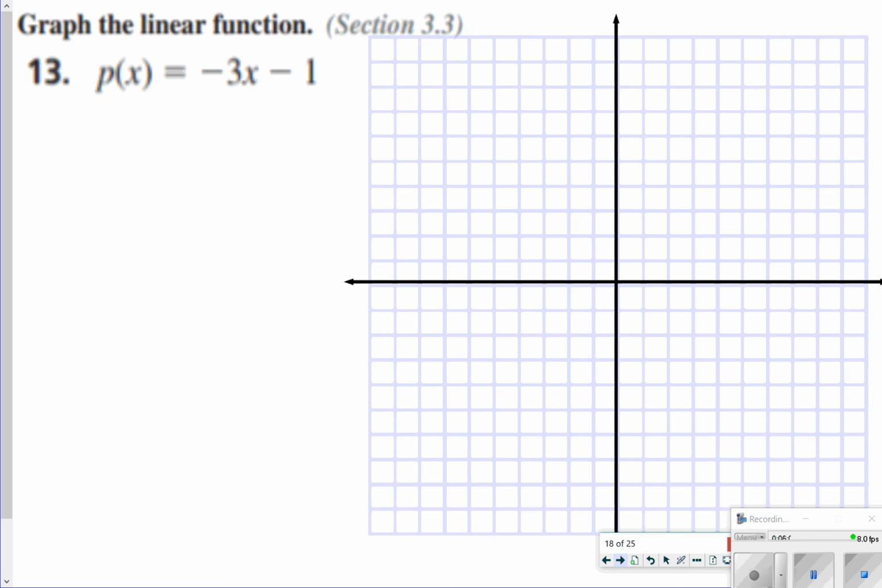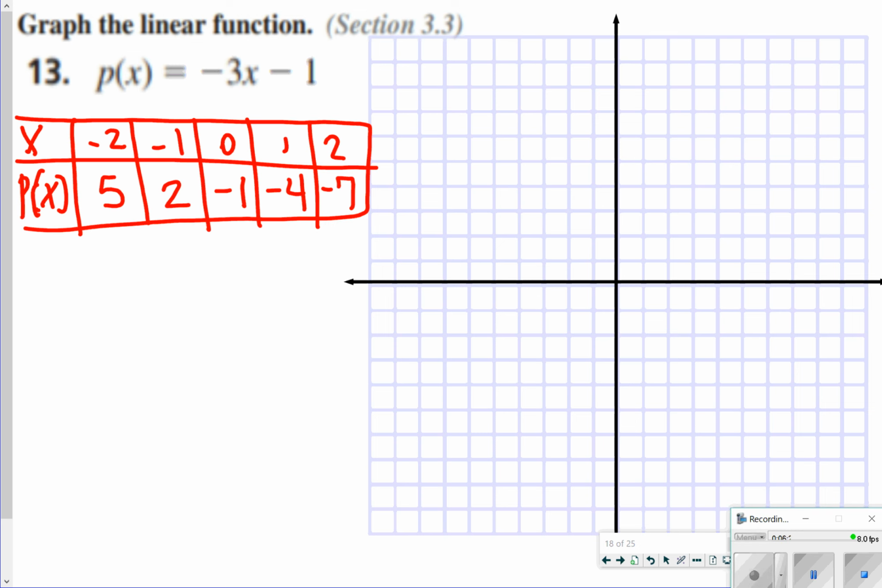Same thing we're going to do here for 13. We're going to graph the linear function. Again, we will start with writing our table. Oops, it's p of x. So here are my points, -2, 5, and I'm just going to go ahead and graph them. Here are my new points, and it is a descending order. So when I connect my points, it's a descending line.